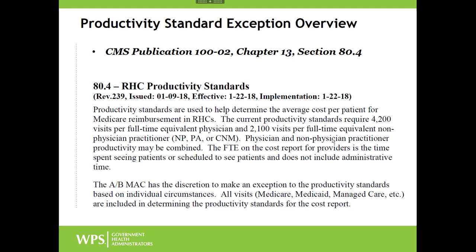So now let's talk a little bit about the overview of the exception process itself. CMS Publication 100-02, Chapter 13, Section 80.4, this creates the standard exception process. And you'll notice here, it gives a little overview of what the exception is, first of all, or what the standard is. And then it mentions that the MAC has the discretion to make an exception to the productivity standards based on individual circumstances. It stops short of providing examples for what would justify a standard exception.